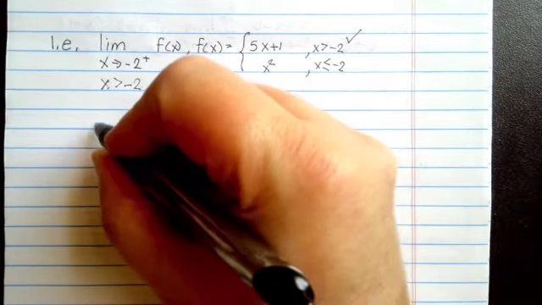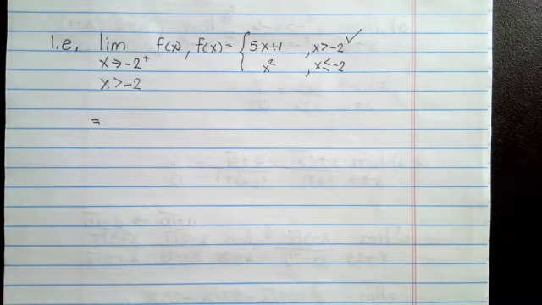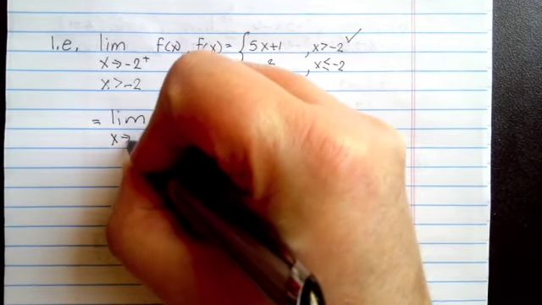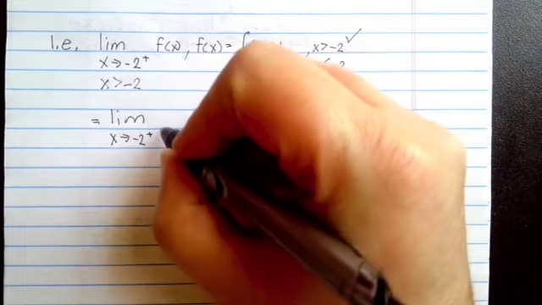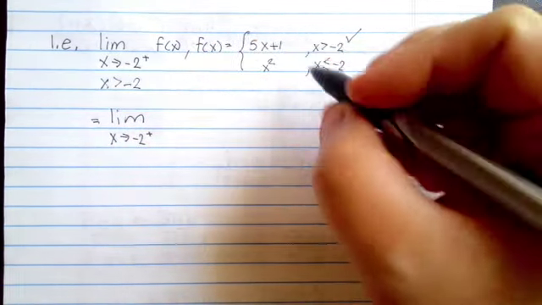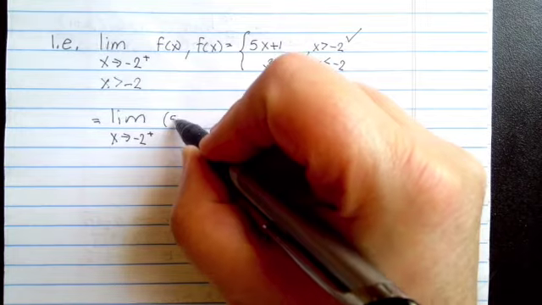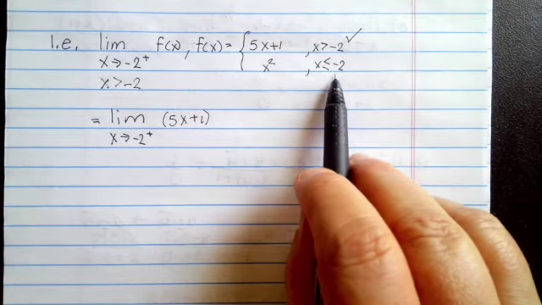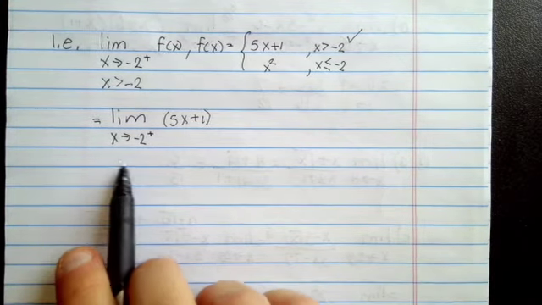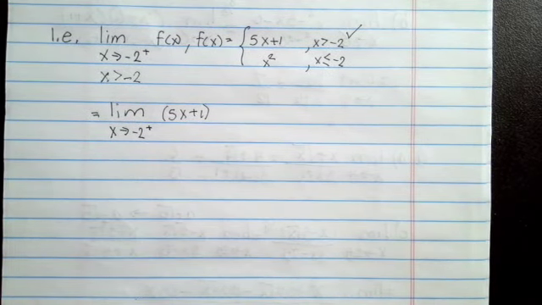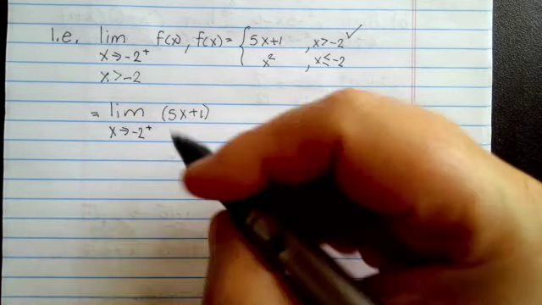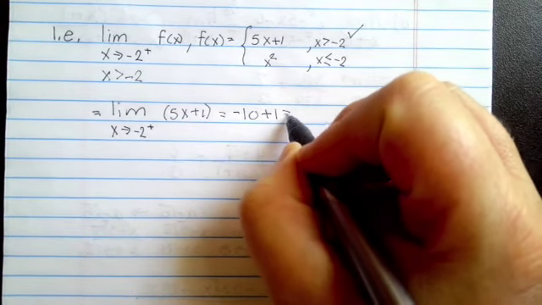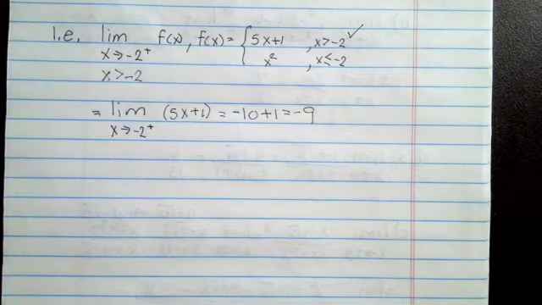So to find this limit of f of x, what we're going to look at is the limit of 5x plus 1. What happens when x is less than negative 2 has no effect on this limit. So if we substitute in the negative 2, I think we're going to get negative 10 plus 1, which is negative 9.